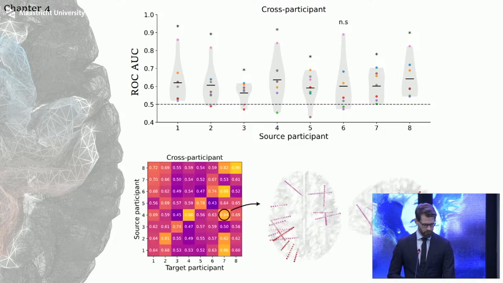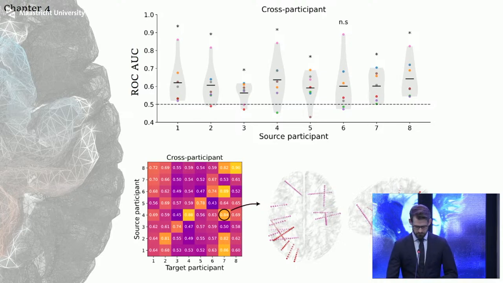So if we look at the numerical scores, this matrix is a representation of the same values you see at the top, and we pick one very good performing one out, as indicated by the black circle, then we see that the electrodes of these patients really are at different places in the brain, and still we can make a very good prediction.